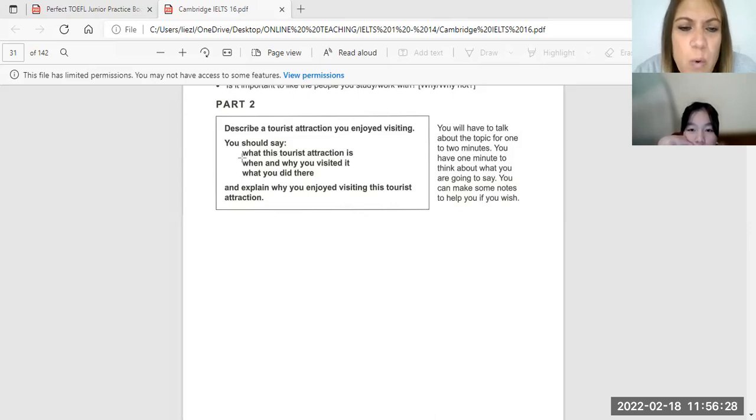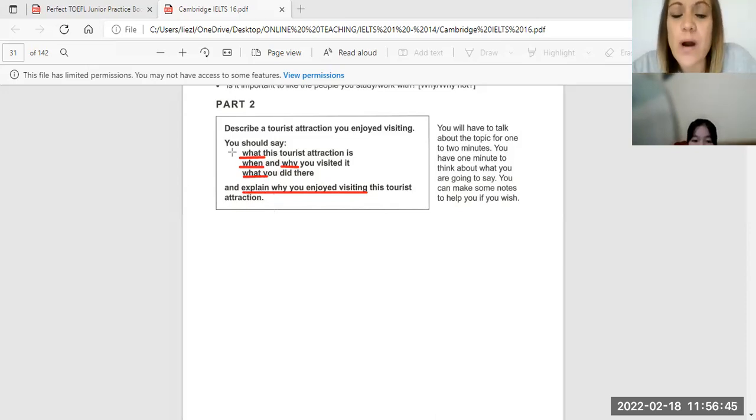Now you have to say what this attraction is. Then you have to say when and why you visited the attraction and what you did there. Then you have to explain why you enjoyed visiting the tourist attraction. You gave us the name, but you haven't told us what it is yet. So tell me, what place is it? What did you do there, sweetie? What can you do there?